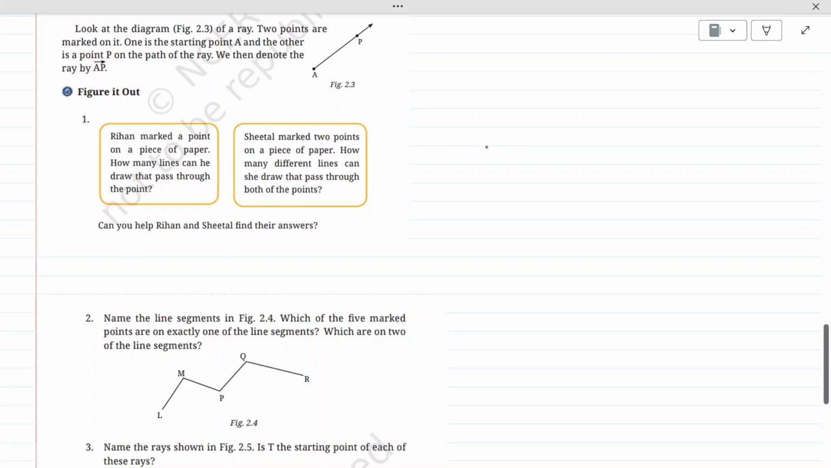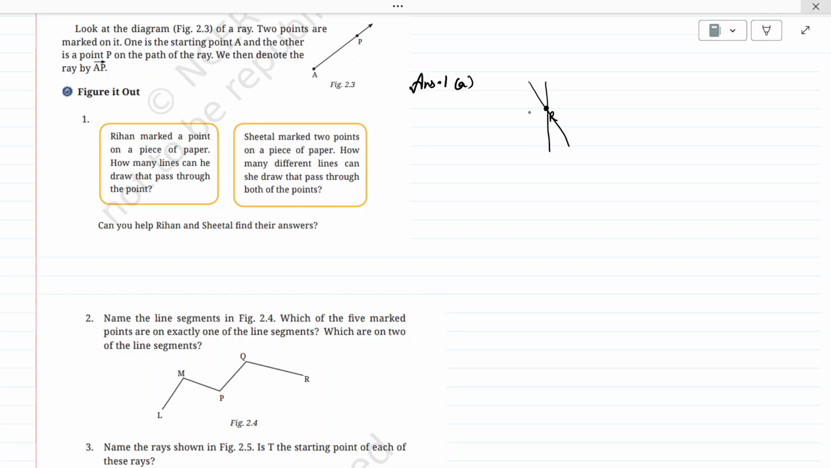So, the first part of the question is for Rehan, that Rehan marked a point on a piece of paper. How many lines can he draw that pass through the point? So, let us say this is the point that Rehan marked on the paper and I am naming this point as R. The question says, how many lines can he draw that pass through the point? Okay, so let us see.